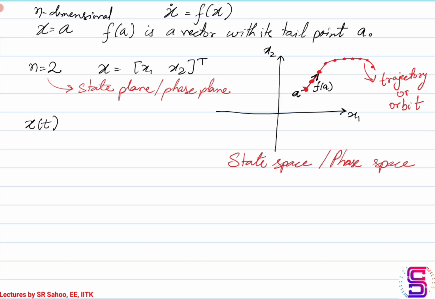And when the solution is plotted on the state space, we call it a trajectory or the orbit of a system. In this case, because we are showing this trajectory to start at A, the initial condition is essentially said to be A.